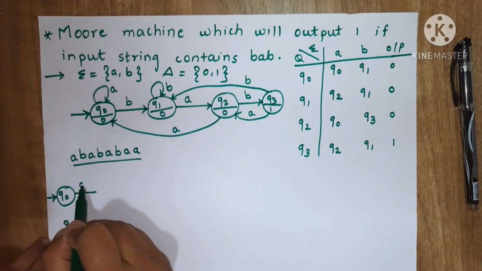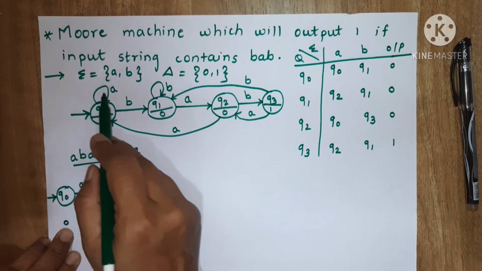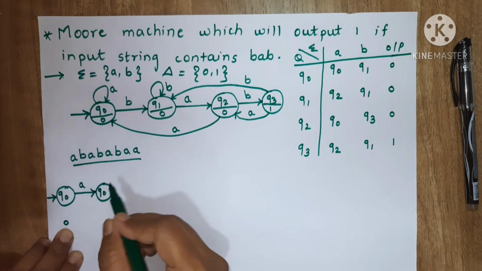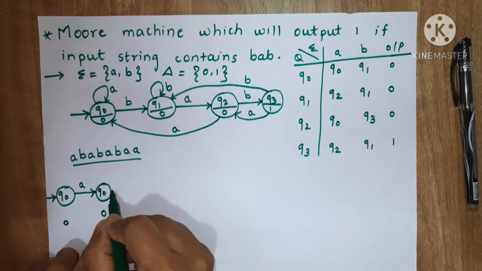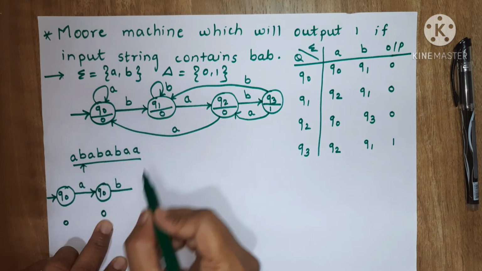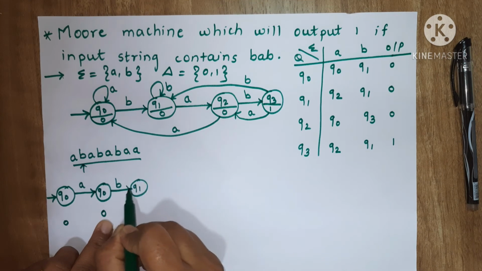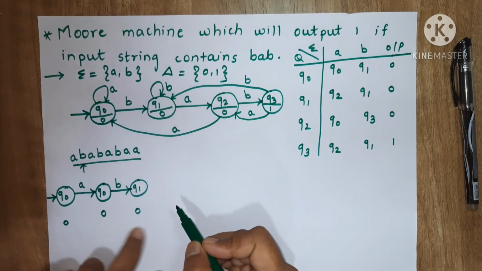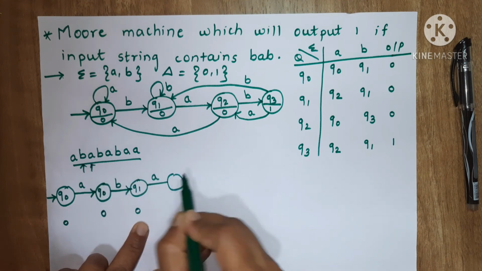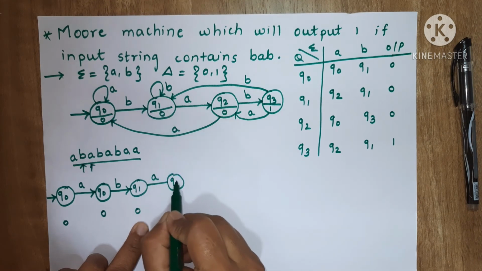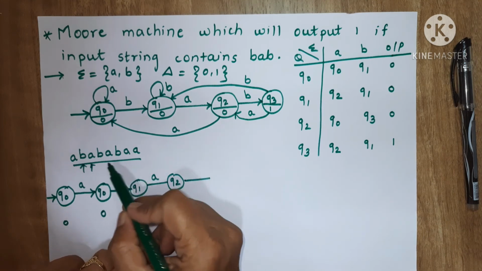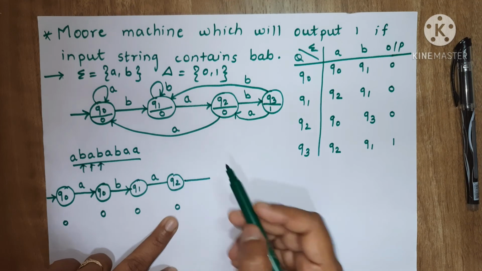So now next it will read A. Upon reading A in Q0 state, it remains in Q0 state only, and at that time produces the output as 0. Now it will read the next character, that is B. So Q0 on B, it is going to Q1 state, and in Q1 state it is producing output as 0. Then the next alphabet is A. So in Q1 state, upon reading A, it is going to Q2 state, and Q2 state is producing output as 0.